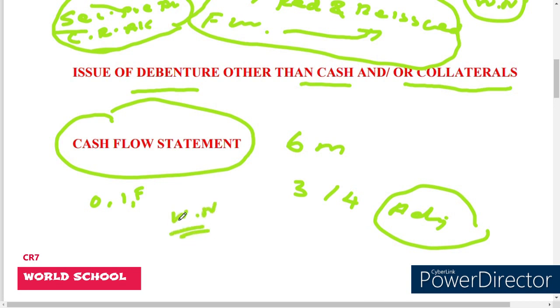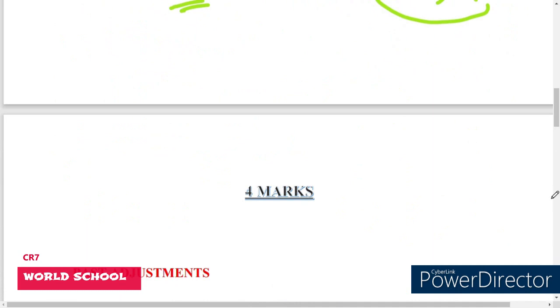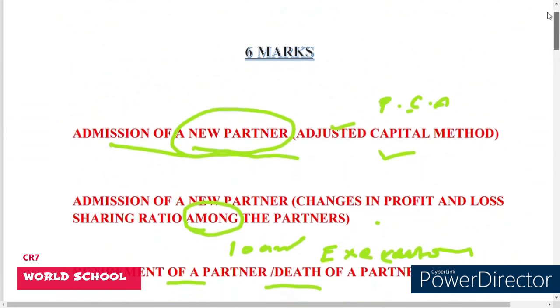Especially for working notes, the board is offering 1 mark. So these are the question areas. 5 questions may fall in these areas only. Out of this area, there is no chance they will ask anywhere.